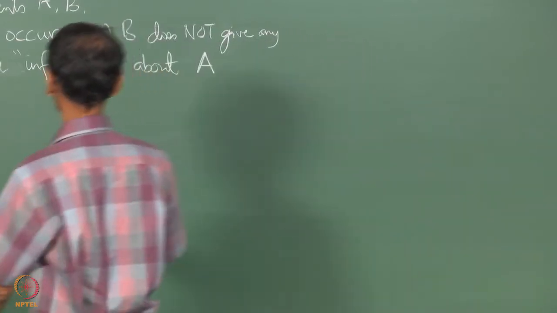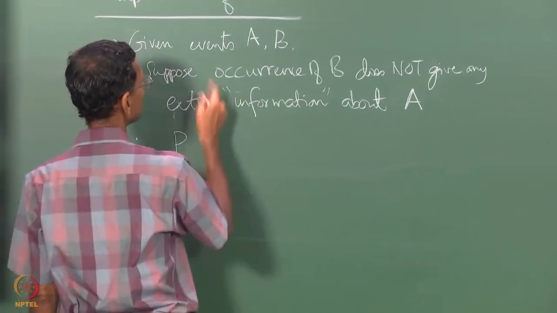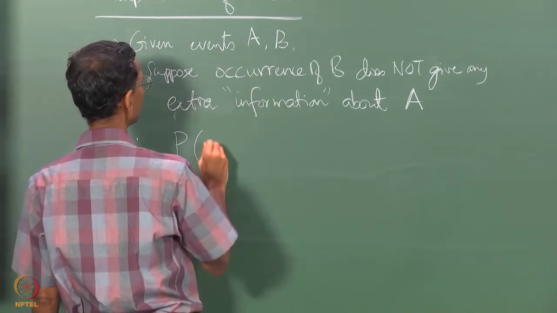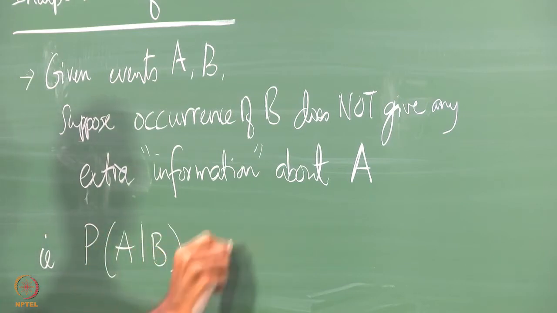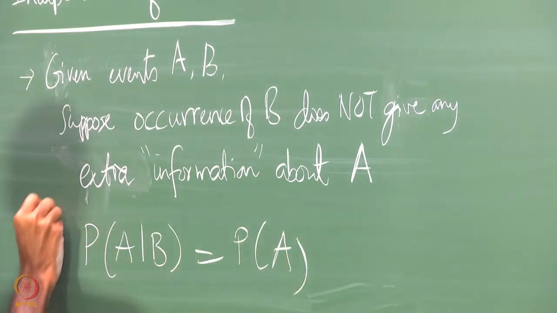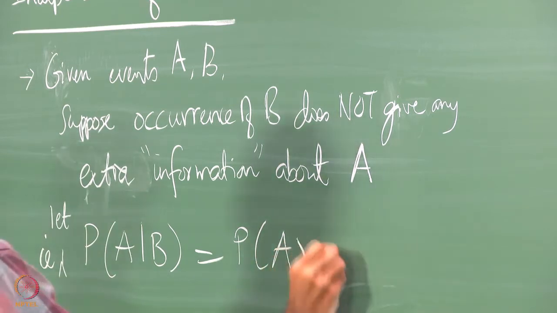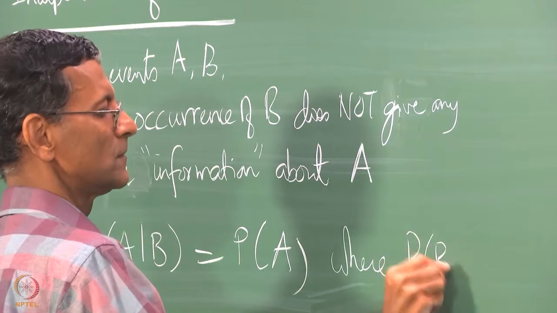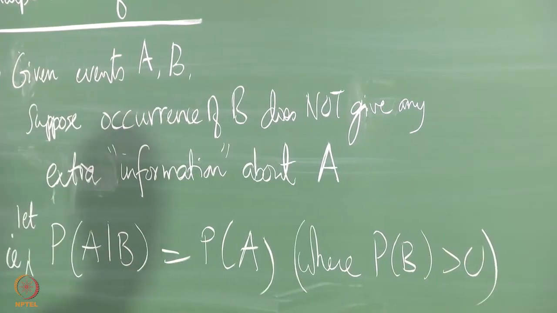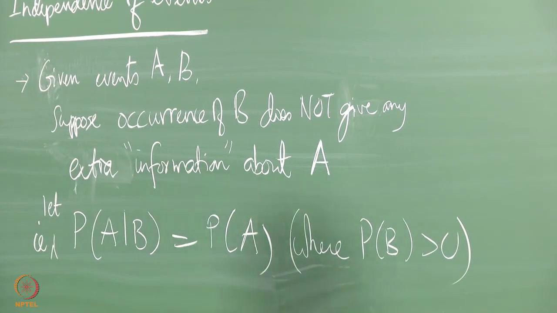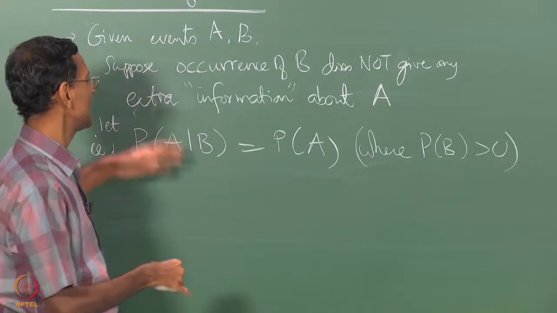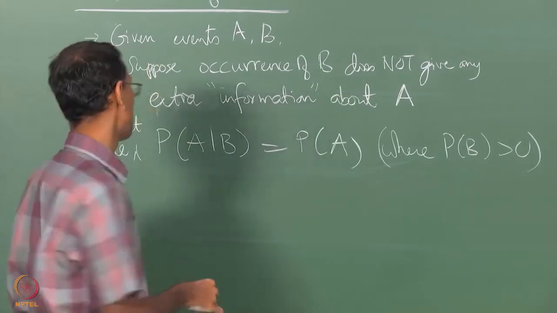But supposing you have this situation, let us say that I am saying the occurrence of B, so that P of A given B is exactly equal to P of A. Let P of A given B equal P of A, where of course P of B is greater than 0. If this situation prevails, then you say that A and B are independent, but instead of writing it in this form, it is written in a slightly different form.